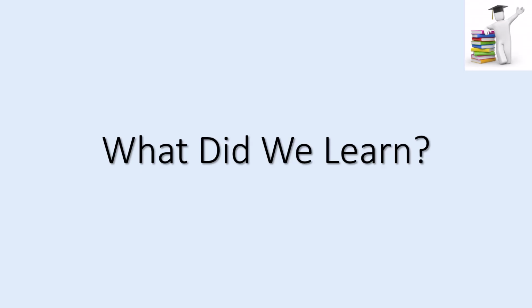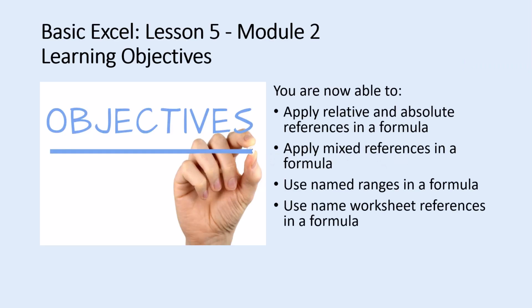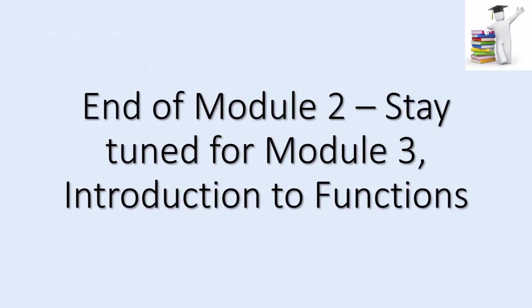What did we learn from this module? We learned how to apply relative and absolute references in a formula, apply mixed references in a formula, use named ranges in a formula, and use named worksheet references in a formula. This is the end of Module 2.